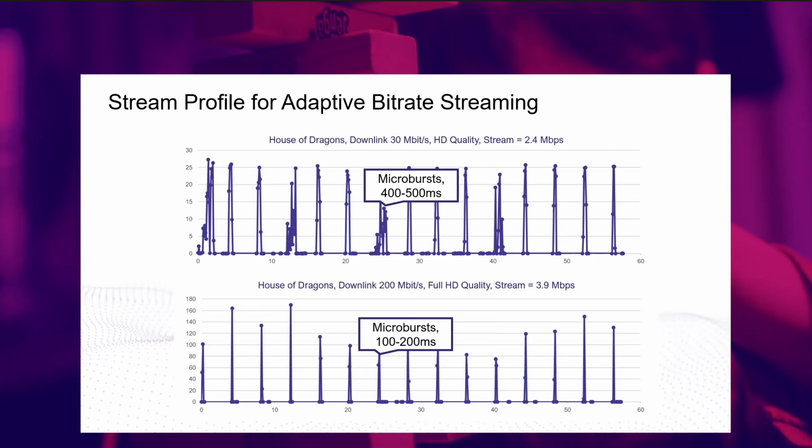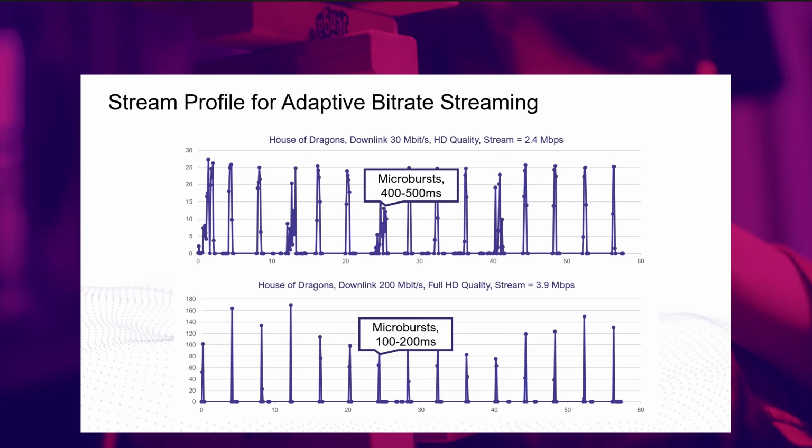To look at how this looks in reality, I have illustrated on this graph two real-world scenarios where I am actually watching the first episode of House of the Dragon myself. In the above graph, I am at home watching it, with a 30 megabit per second download link. In the second graph, I'm watching the same episode from the office, where we have a faster 200 megabit download link. We can clearly see this microburst in both of the graphs.